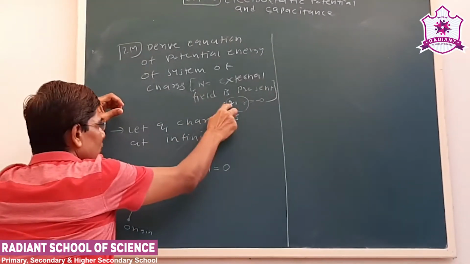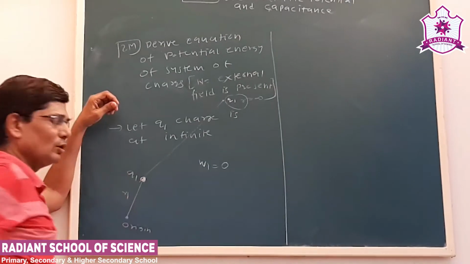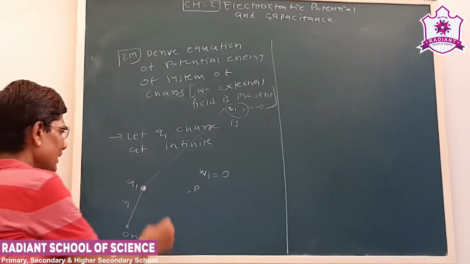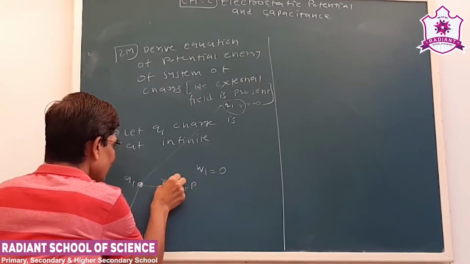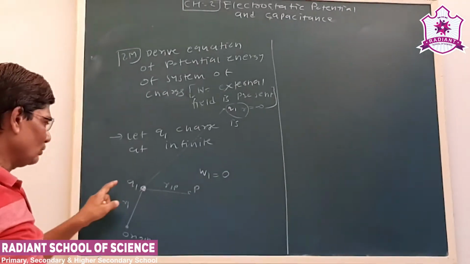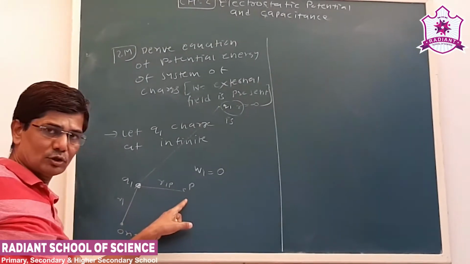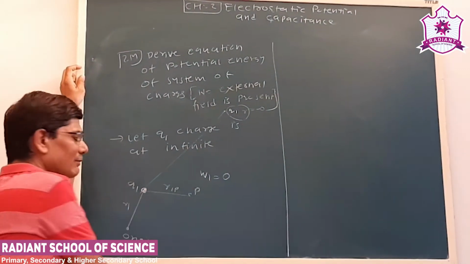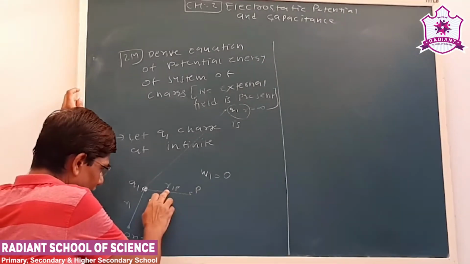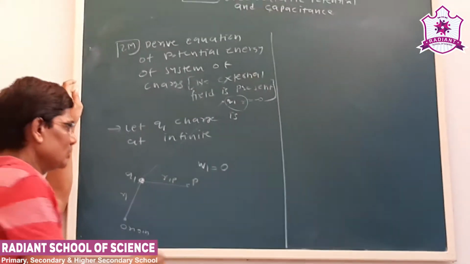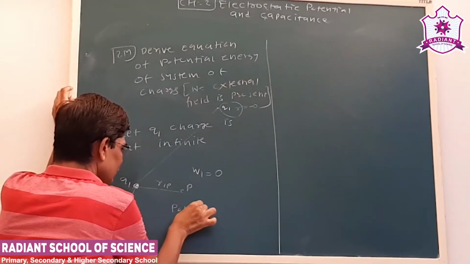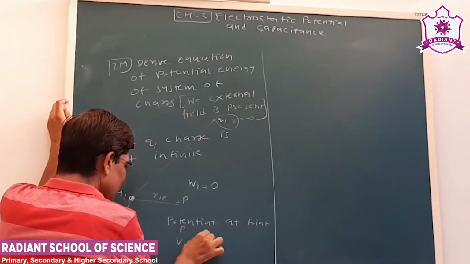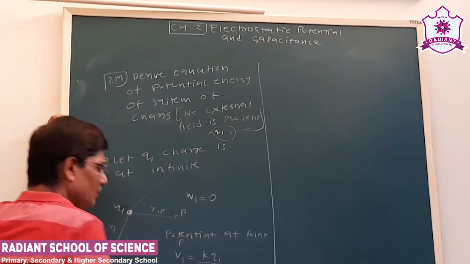But when this charge has been brought, now suppose point P is at a distance of r1P. Now this Q1 charge will produce potential at point P. We assume the distance between charge Q1 and point P is r1P. So now the potential at point P, V1, is KQ1 upon r1P.